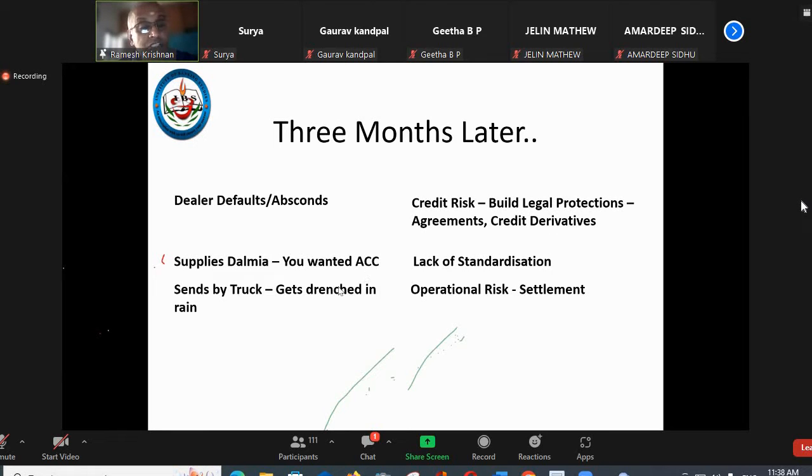Now the cement dealer sends the cement by truck, but in transit all the cement got drenched. Now, this is an operational risk. See, market risk or price risk, credit risk, and operational risk. Operational risk is settlement risk, so you should build in transit insurance, something like that. So this is where the risks get unbundled. Now, if the supplier gives you cement, then all the risks remain not understood. That is why how the risk is unbundled and transferred, nobody knows.